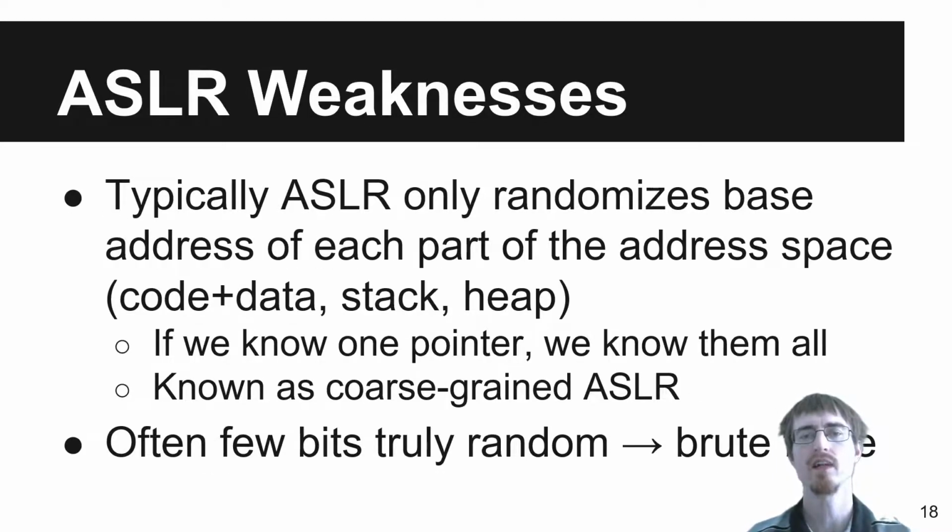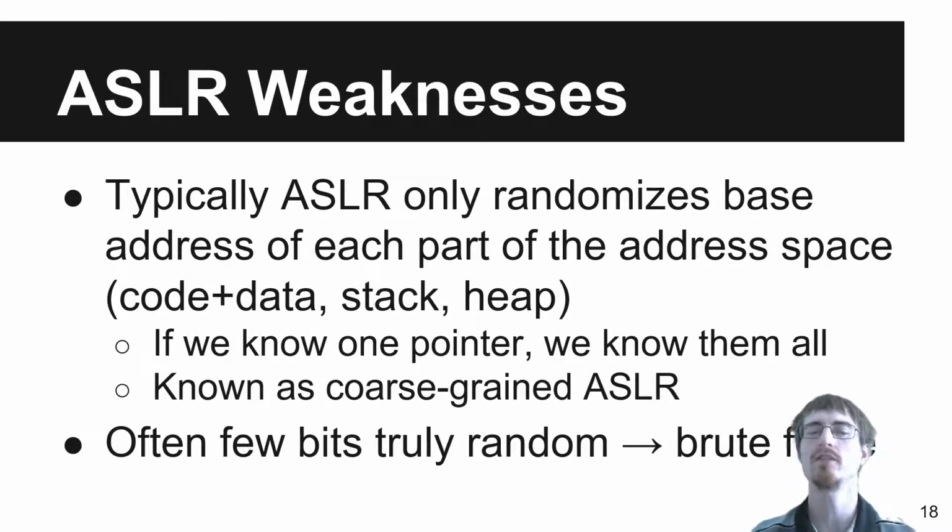So as I mentioned, one of the core weaknesses of ASLR is that it only randomizes whole sections of the address space, which means that if we know one pointer, we know all of the pointers. This is known as coarse-grained ASLR, and as the name implies, there's also such a thing as fine-grained ASLR. We will not go into this now, but we will see later that it also has some issues of its own. So it's not a perfect solution either.